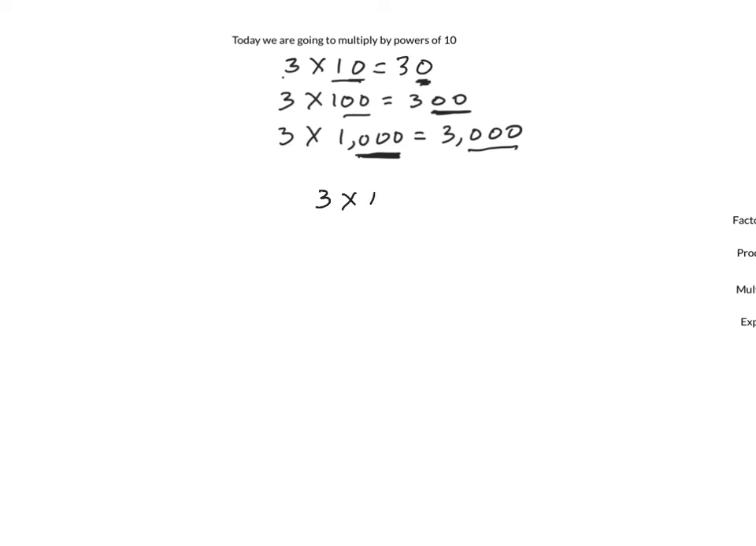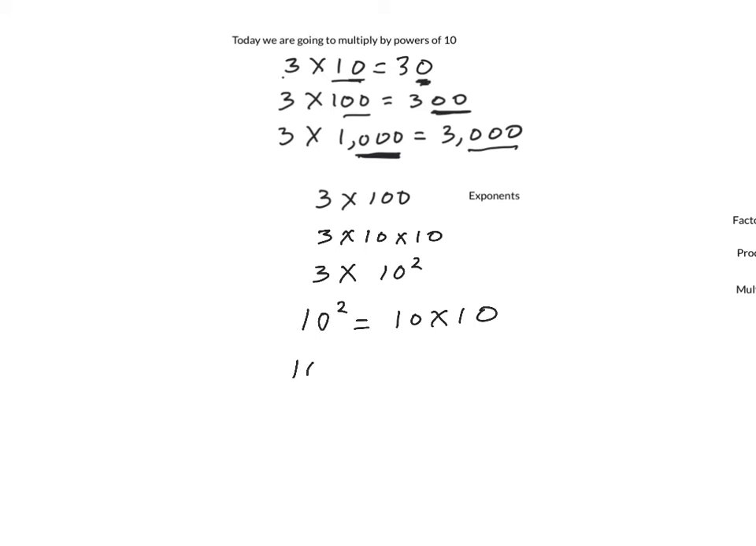Now let's look at 3 times 100. We can show 100 as a power of 10 by using an exponent. So rather than 3 times 100, we can think of this as 3 times 10 times 10. And another way to show 10 times 10 is 10 to the second power. So 10 to the second power equals 10 times 10.